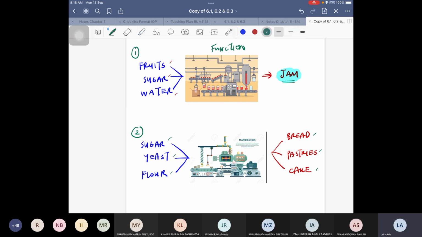Okay. Untuk mesin kedua pula, ni adalah contoh yang this is not a function. Kenapa dia not a function? Sebab bila kita letak input, instead of menghasilkan satu output saja, kita ada lebih daripada satu output. In fact, for this case, kita ada 3 output. So maknanya, this is not a function. Kalau lebih daripada satu output, bukan function.